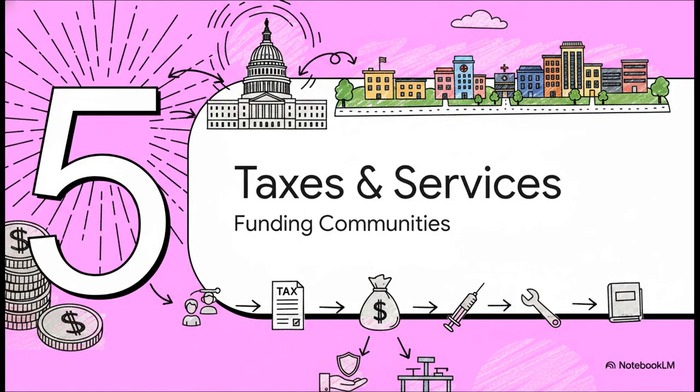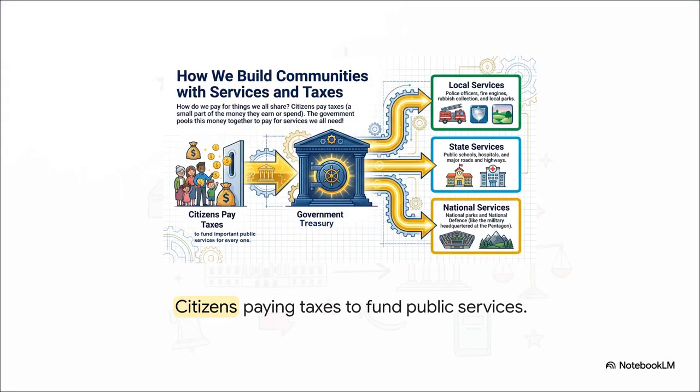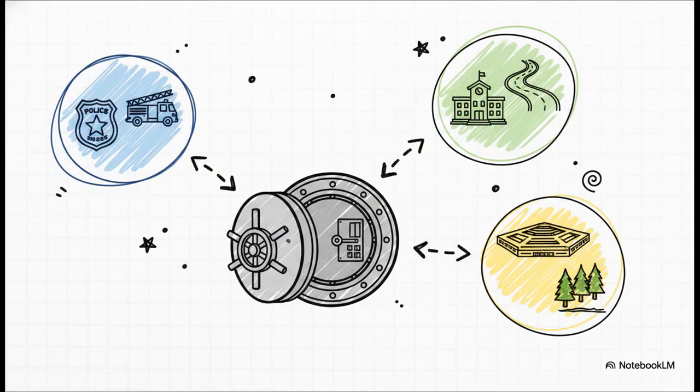On to Section 5, taxes and public services. Basically, how we fund our communities. Running a country definitely isn't free, so citizens pay taxes, a small chunk of what they earn or spend, straight into a massive government treasury. It's the economic engine for the whole operation. But that money doesn't just sit there gathering dust. It flows right back out to you to fund shared services. Locally, it pays for police and fire trucks. At the state level, it's funding public schools and highways. And nationally, it's paying for massive things like our defense and national parks.